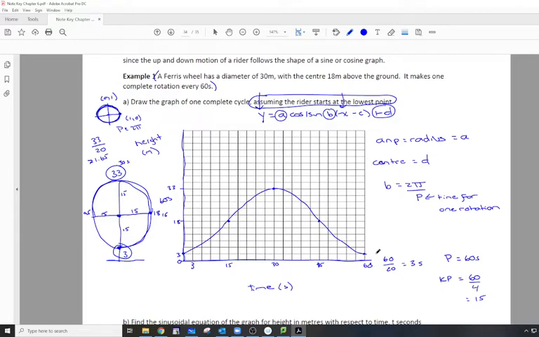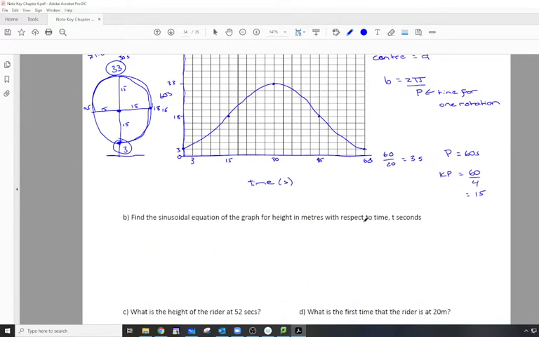All right, so now from here, can we come up with our sinusoidal function? So remember our original equation is y equals a cos or sine of b times x minus c, plus d. Okay, so now we're going to be modeling this as a function. So it's going to be height as a function of time. So y is height as a function of time.